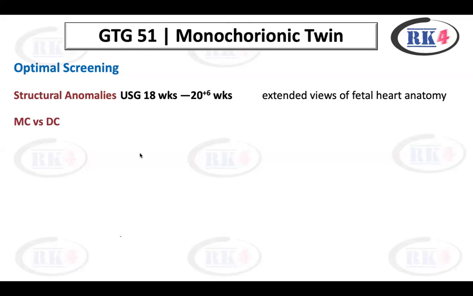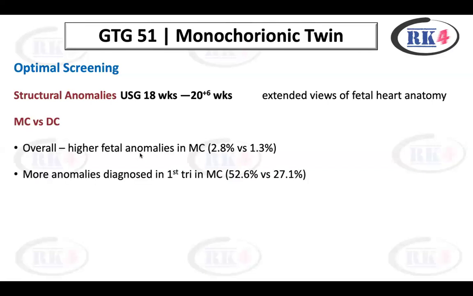When we are looking into the structural anomalies, an interesting comparison is actually given in the guideline. They have compared the monochorionic with the dichorionic, and they said that overall there is a higher chance of fetal anomalies in monochorionics, 2.8% versus 1.3%. So it's almost double the chance of fetal anomalies. And more anomalies are diagnosed in the first trimester in monochorionic twins. Around 50% of the major anomalies are diagnosed in the first trimester.